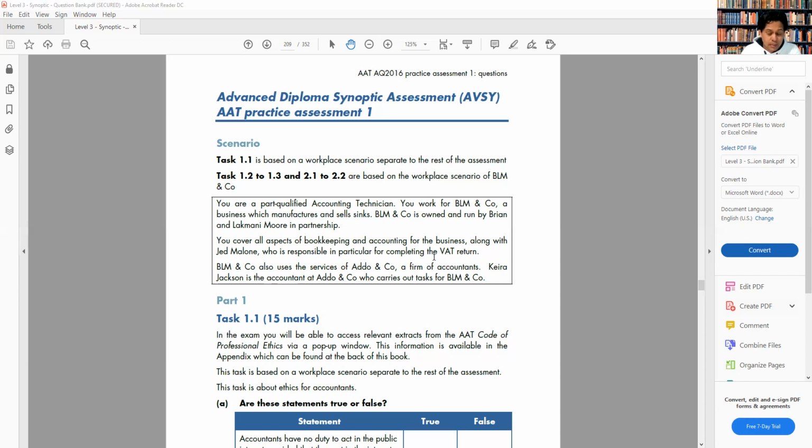So you're basically working with another colleague, his name is Jed Malone. BLM and Co. also use the services of Addo and Co., a firm of accountants. Kyra Jackson is the accountant at Addo and Co. who carries out tasks for BLM and Co. So we have an external accountant who carries out work for our company, and the person who works for that company is Kyra Jackson. Basically, she is in charge of working for BLM and Co. That is our company.